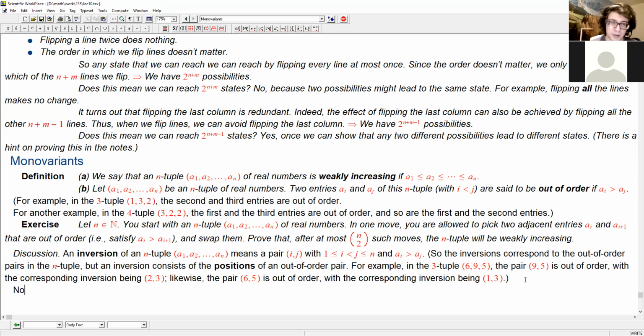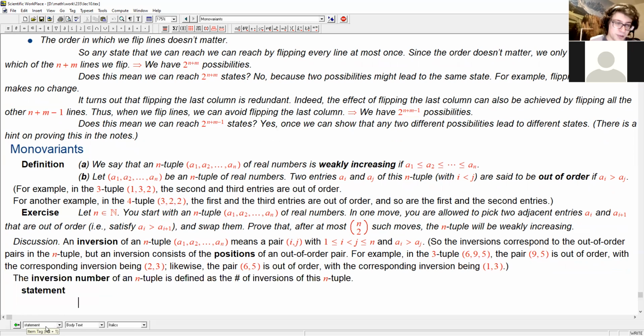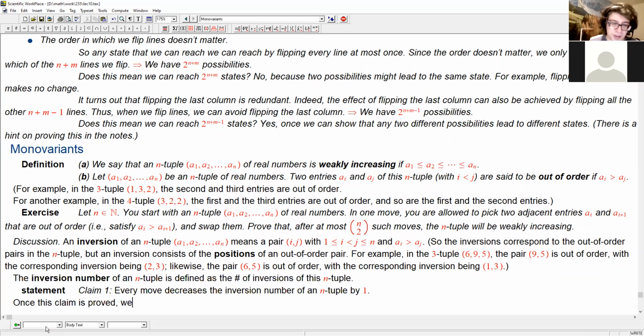Now, also, the inversion number of an n-tuple is defined as the number of inversions of this n-tuple. Not very interesting, but now we can easily say what we want. Here is a crucial claim. Every move decreases the inversion number of an n-tuple by 1, and I mean by precisely 1. Once this claim is proved, we will be almost done.